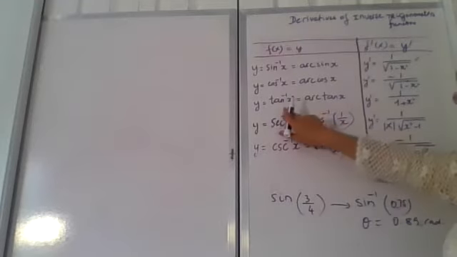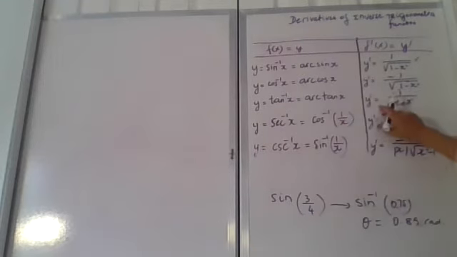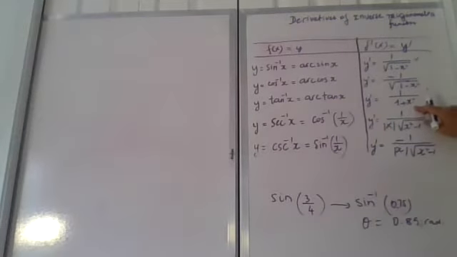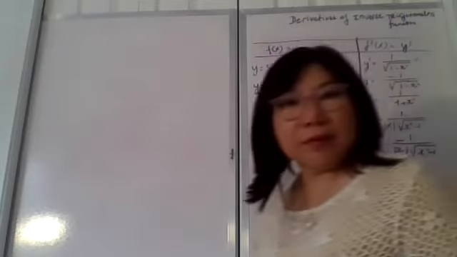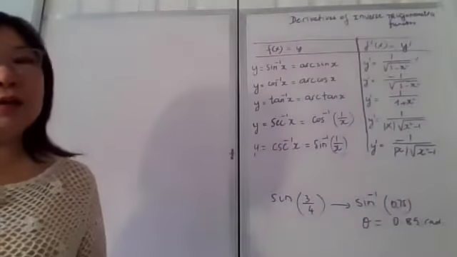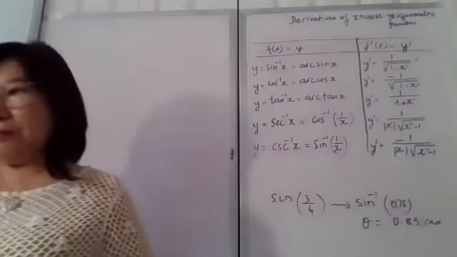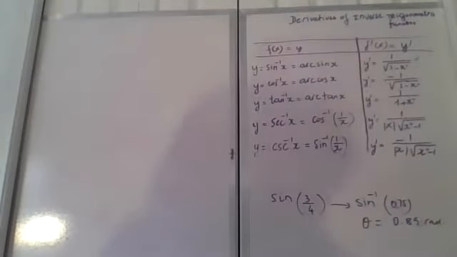Now the derivative of the inverse of tan x is 1 over 1 plus x squared. You can examine these formulas in your course. Okay, now I would like to go into the details a little bit. I will show you.